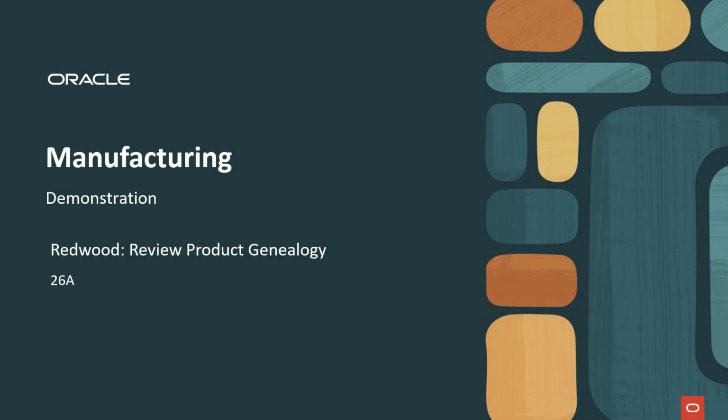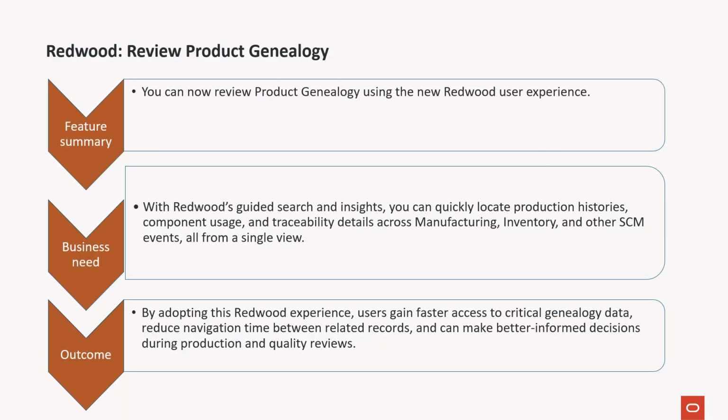Welcome to the demo of the 26A Redwood, Review Product Genealogy, in Oracle Fusion Cloud Manufacturing. With this feature, you can now review product genealogy using the new Redwood user experience. With Redwood's guided search and insights, you can quickly locate production histories, component usage, and traceability details across manufacturing, inventory, and other SEM events, all from a single view.